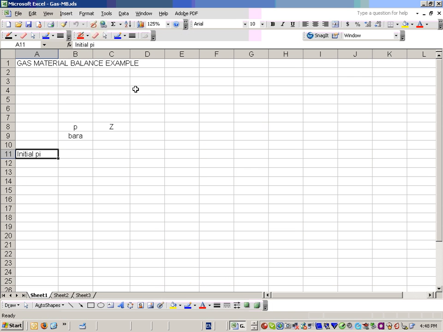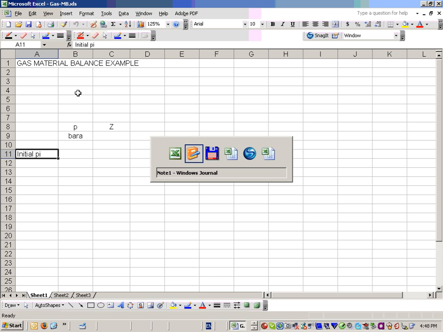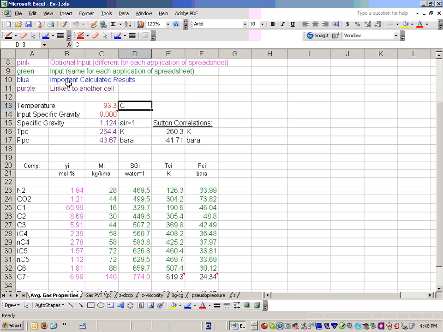So let's look at creating basically a gas material balance spreadsheet calculation, and we'll look at some of the characteristics of a gas material balance. And to do that, we need to get the Z factors, and now I'm going to make use of a pre-constructed spreadsheet that uses the Standing-Katz Z factor chart as given by the Yarborough equation. It's a BWR, Benedict-Webb-Rubin type equation of state.